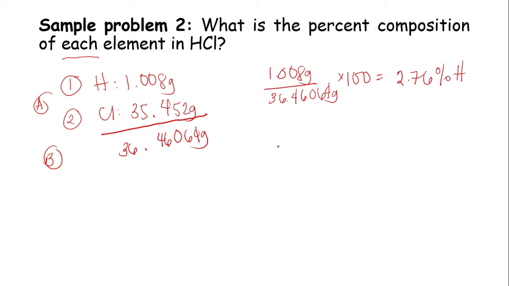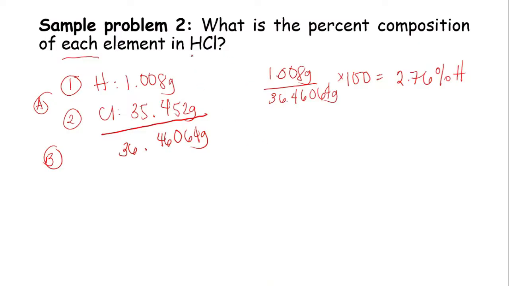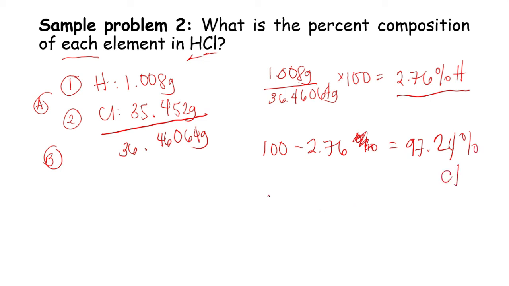So we will have 2.76% hydrogen. Now, remember, this is always equal to 100%. Since we only have two elements here, H and Cl, and we already have the percentage of hydrogen, we can just subtract 2.76% from 100. 100 minus 2.76, we will have 97.24. Therefore, hydrochloric acid is 97.24% chlorine and 2.76% hydrogen. If you want to use the other method to get the percentage of chlorine, it's also okay.